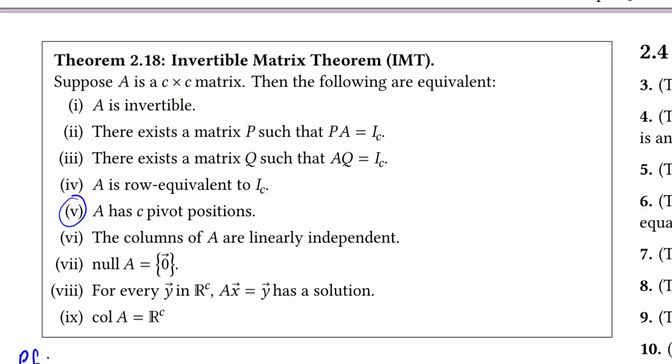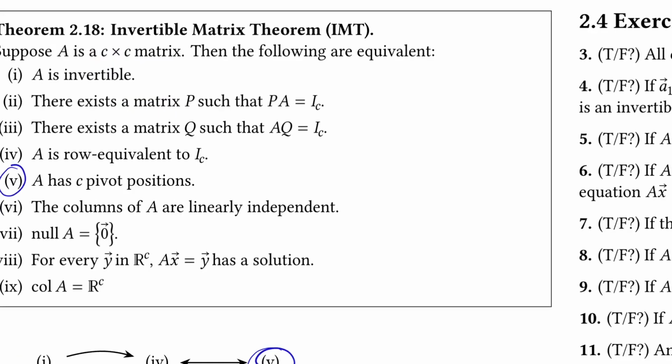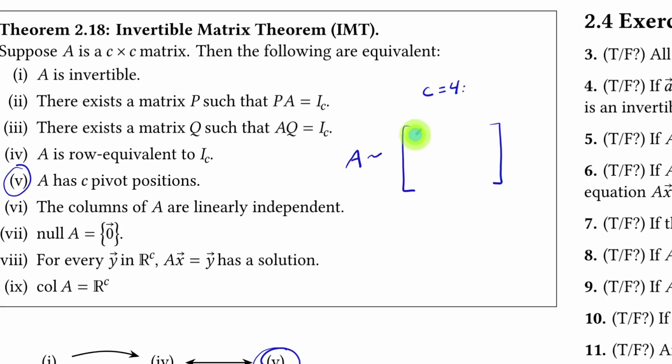And we remember from 1.2 that if A has C pivot positions, let's say A is like 4 by 4, then when you get the reduced echelon form of A, you can only have one pivot per row because the leading entry has to be the leftmost non-zero entry. So you must have a pivot in every row.